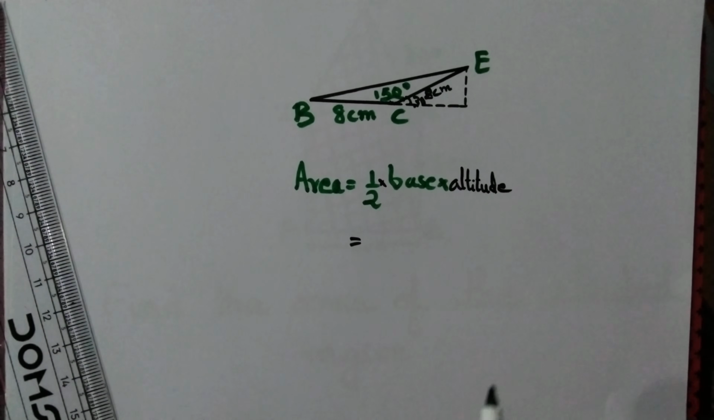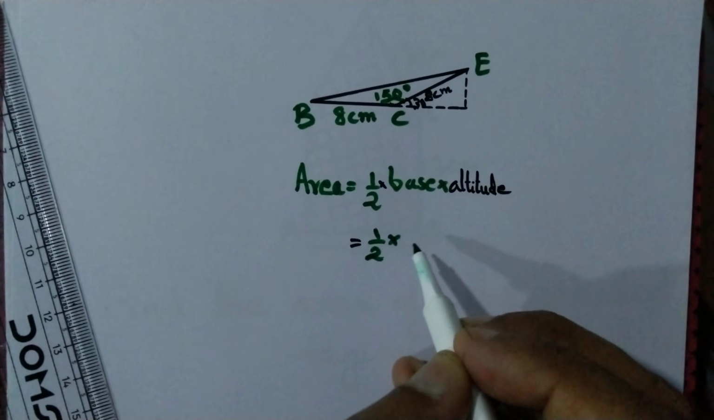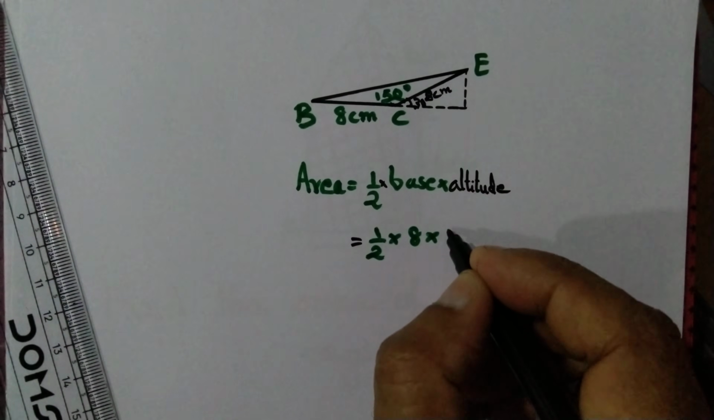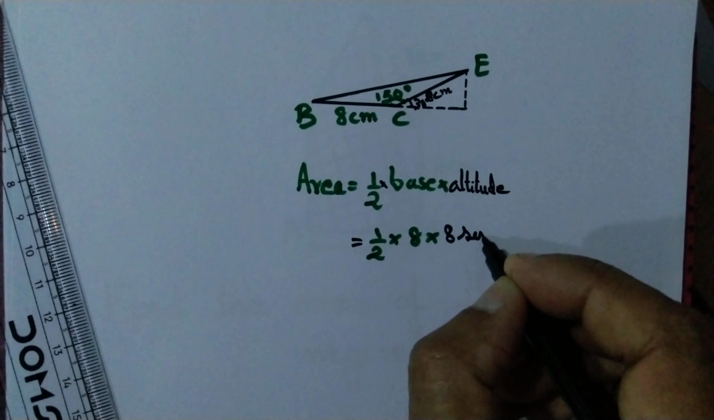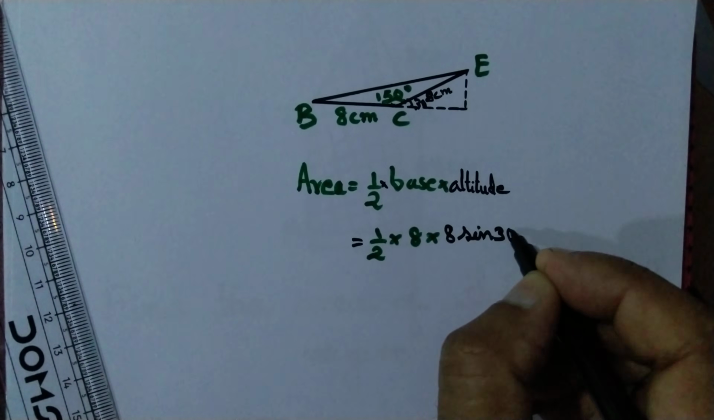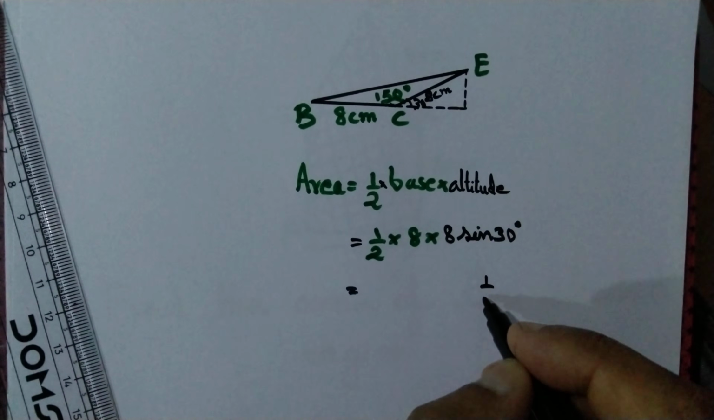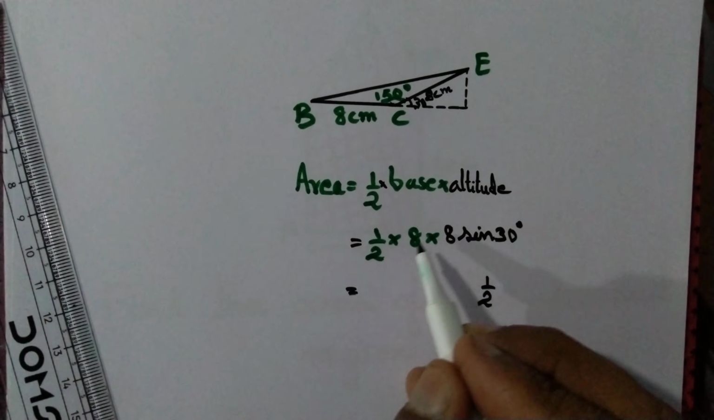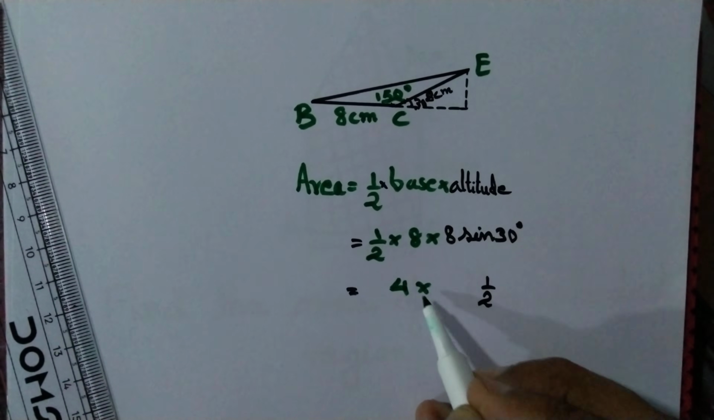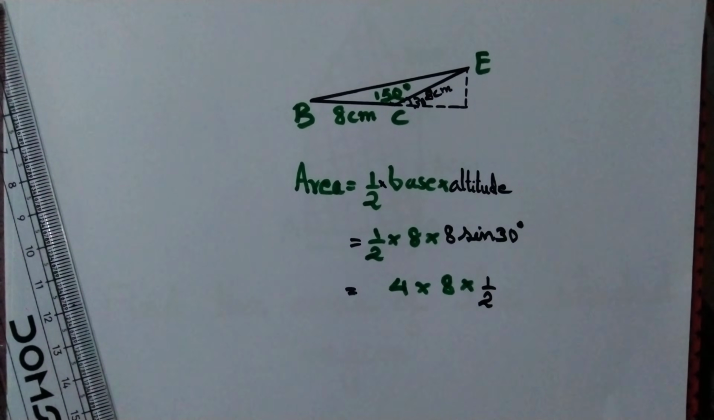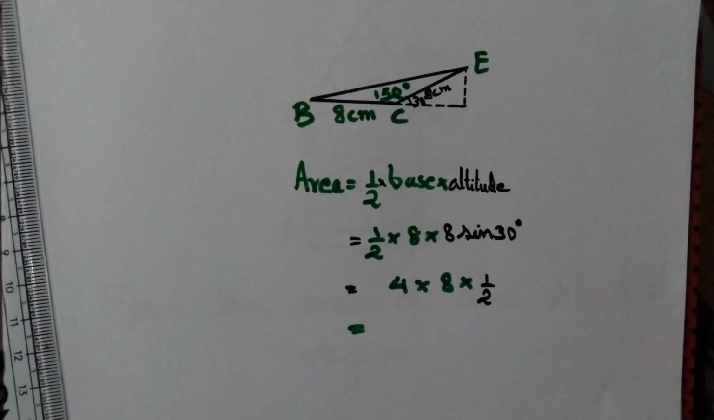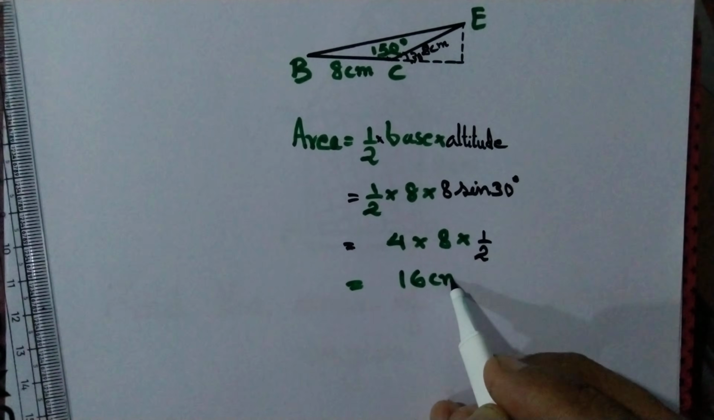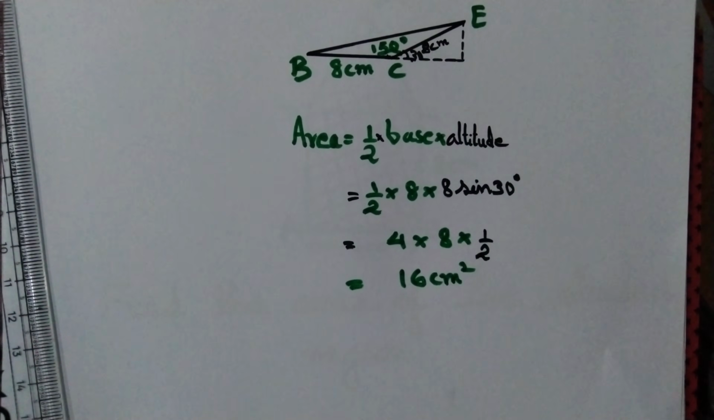We know the base is equal to 8 centimeters. So the area is equal to half times 8 times 8 sine 30 degrees. We know that sine 30 degrees is 1 by 2. We can cancel 2 out and write this as 4 times 8 times half. Again we can cancel the half as well, and we obtain area equal to 16 centimeters squared. That's the area of the triangle.